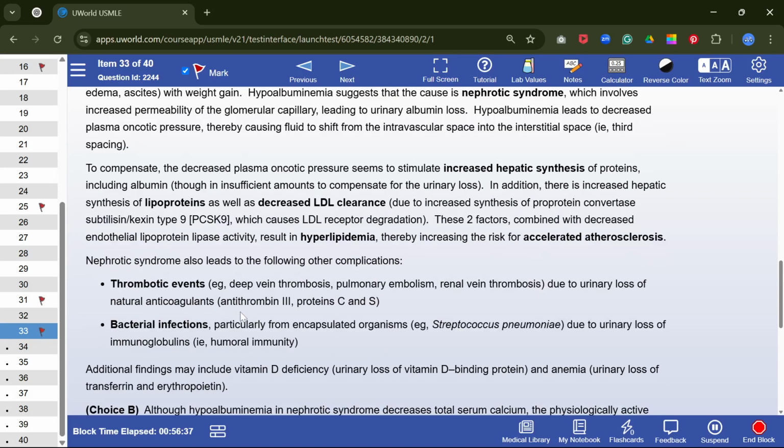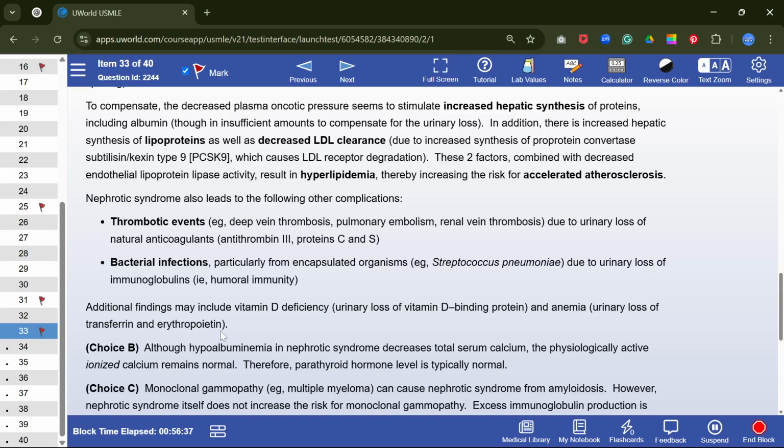Nephrotic syndrome also leads to the following complications: thrombotic events and bacterial infection. Thrombotic events: DVT, pulmonary embolism, renal vein thrombosis due to urinary loss of natural anticoagulants antithrombin III, protein C and S. Bacterial infection, particularly from encapsulated organisms like Streptococcus pneumoniae, due to urinary loss of immunoglobulin, impairing humoral immunity. Additional findings may include vitamin D deficiency, from urinary loss of vitamin D binding protein, and anemia, from urinary loss of transferrin and erythropoietin.